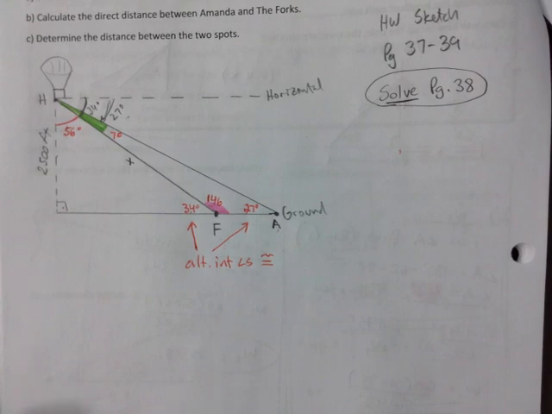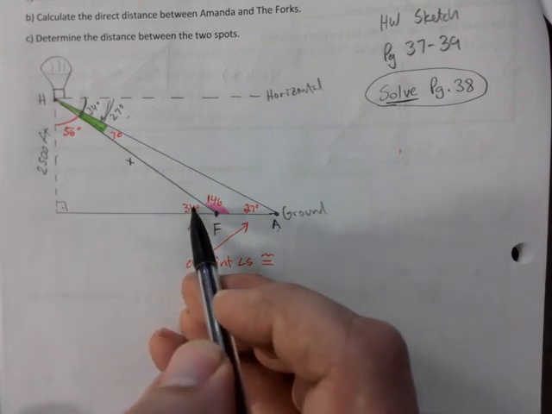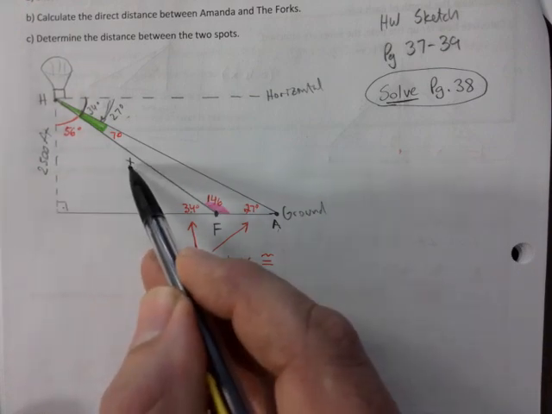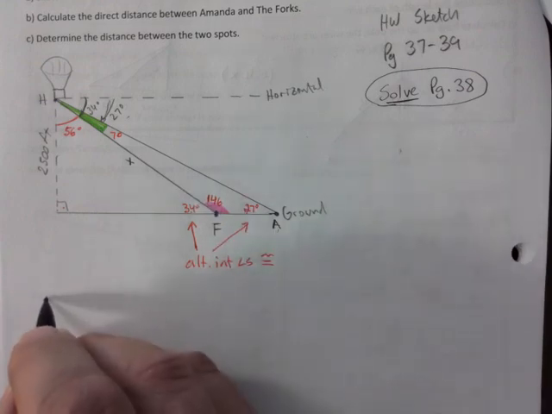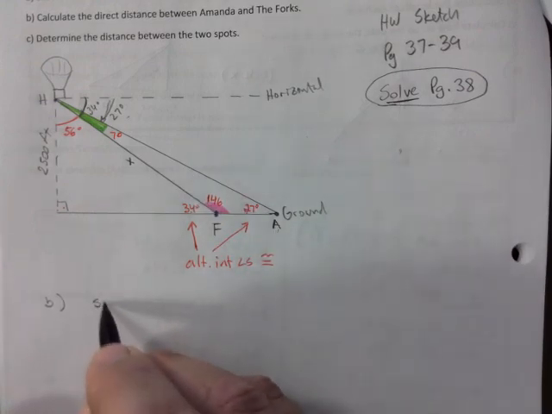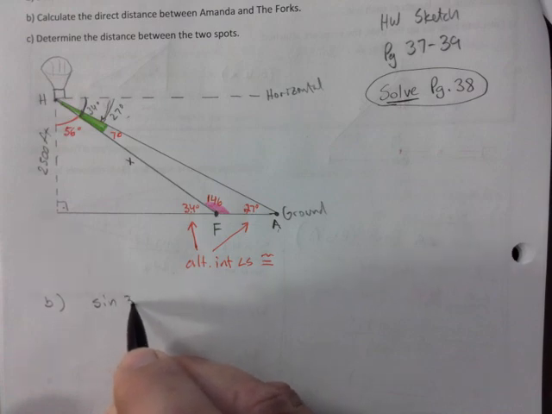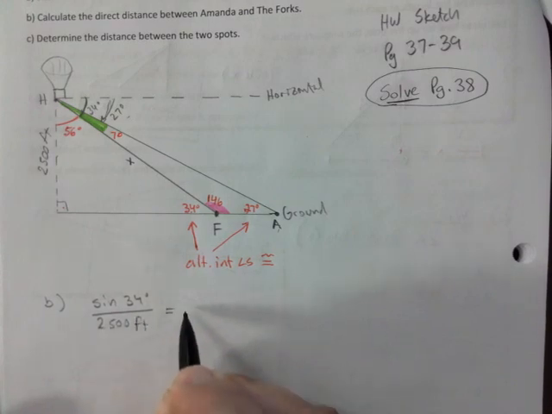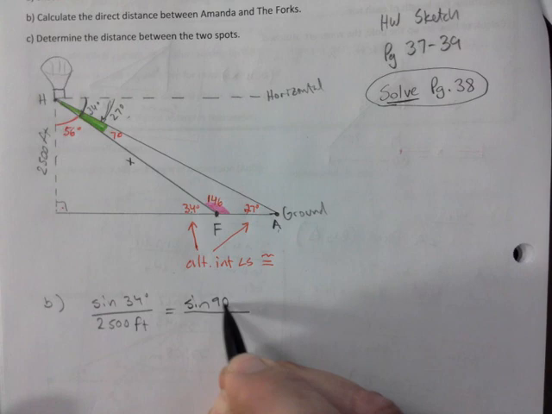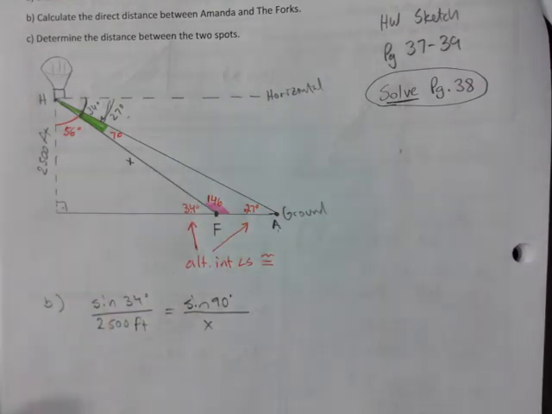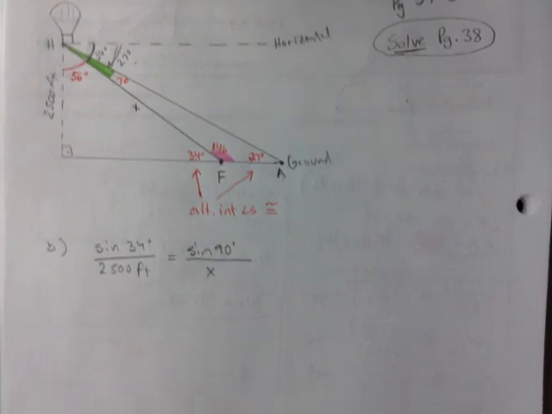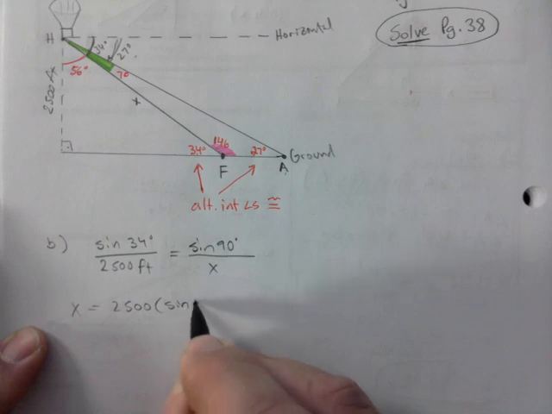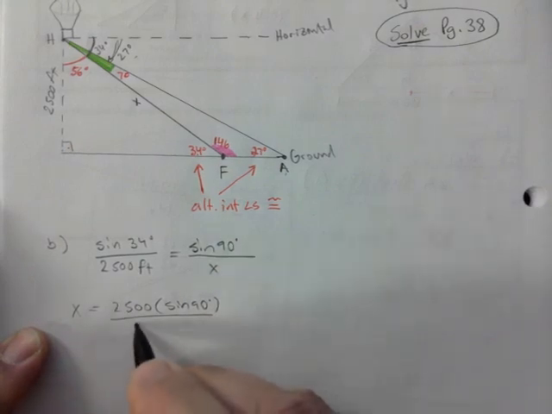So how would I do that? Let's see. I have a pair here and a pair. I can easily use the 90 to figure that one out. So let's go and do that. So for B, I'm going to use sine of 34 over 2,500 feet. And that's equal to sine of 90 over x. So this would be 2,500 times sine of 90. Do you remember what sine of 90 is? It's just 1.